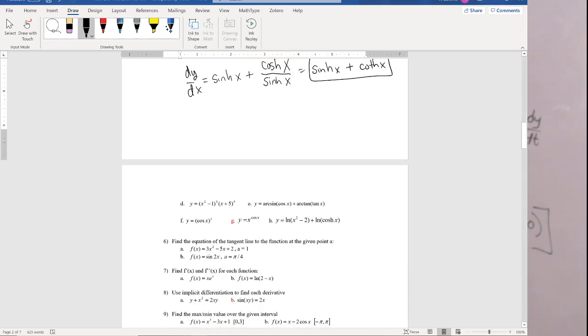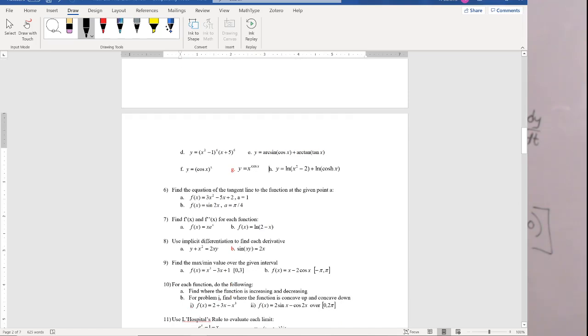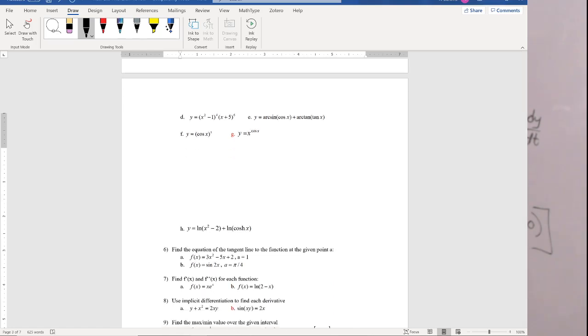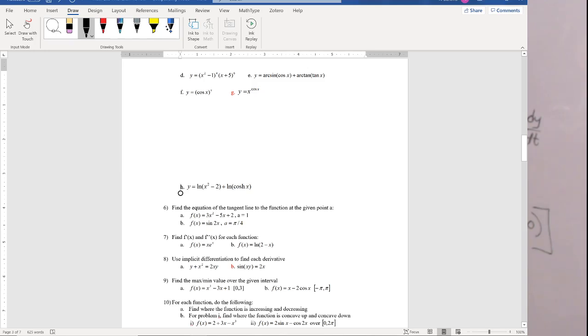Alright, so I wanted to do G because that requires some differentiation using the natural log, or logarithmic differentiation. So the first thing you would do is take the log of both sides, natural log specifically. And that allows us to bring this cosine down in front. And then we take the derivative of both sides: the derivative with respect to x of the natural log of y, and the derivative with respect to x of this side.